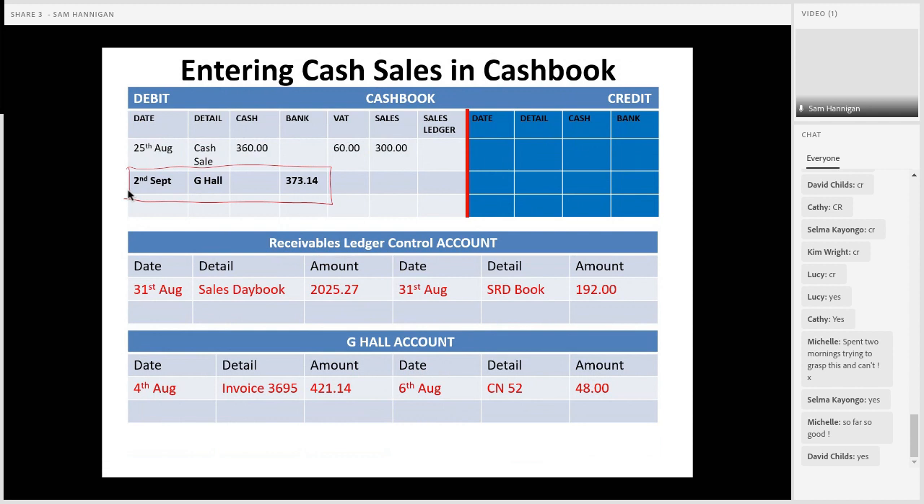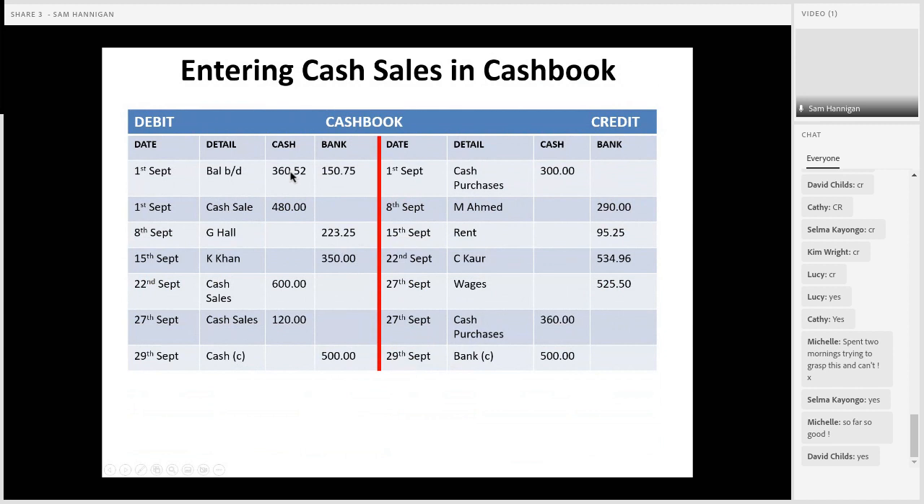So it's important to remember when a credit customer pays you, you're not analyzing the sales and the VAT again. You've already done that when you did your day book. So all we're doing is, if we were to balance it off, we'd have 360 there, 14, 60 and 300. So that's the total. We've dealt with this on previous slides, so I don't want to deal with that again. What I do want to deal with is this.